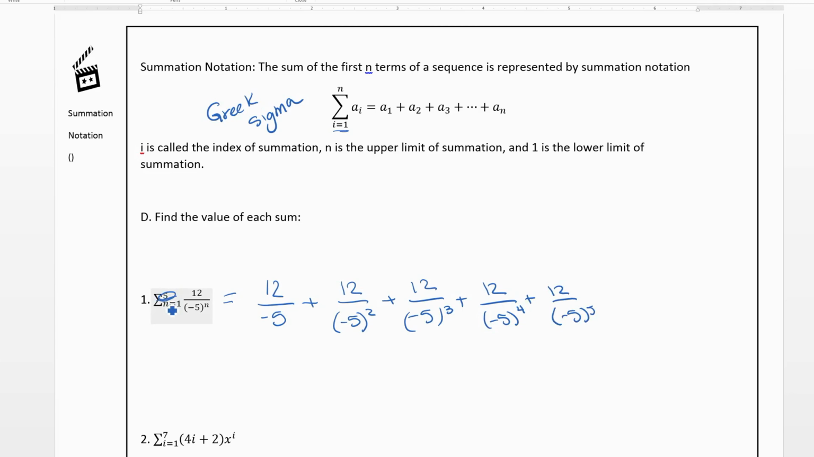So you can do that in your calculator. And if you do that in your calculator, you get negative 2.00064. So that's adding all of those values up.